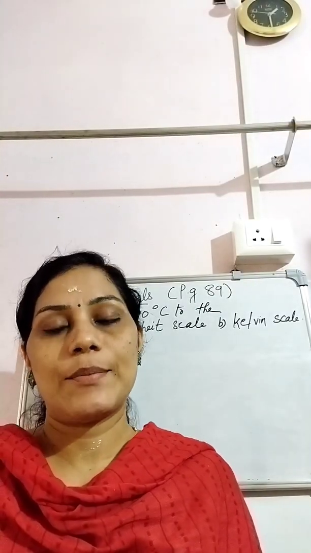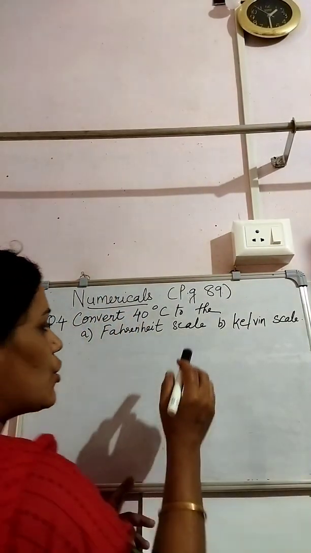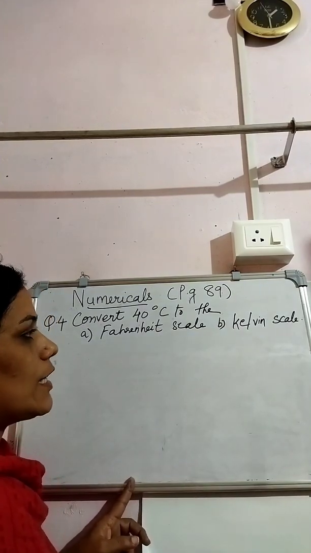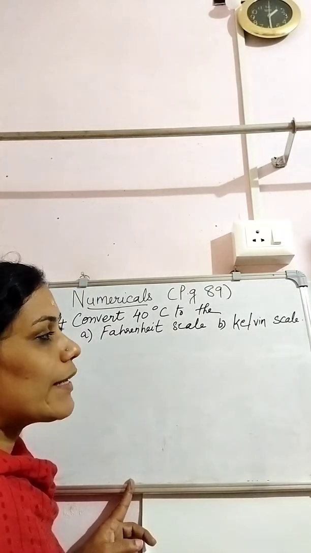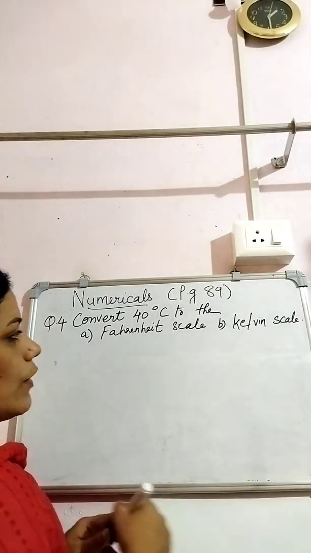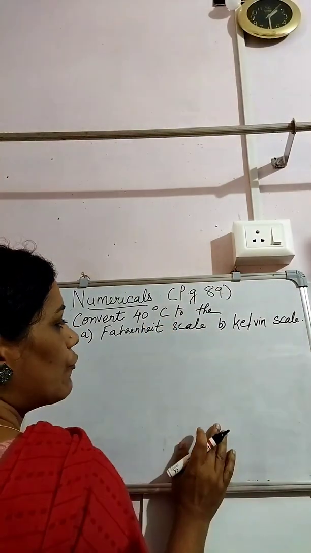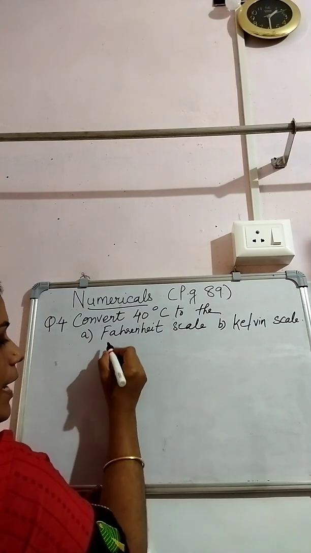Now, let us do the next problem. Question number 4. First you have to convert 40 degrees Celsius to the Fahrenheit scale, and second part of this question is converting that into Kelvin scale. So, first we will convert 40 degrees Celsius into Fahrenheit scale. So, we will use the formula. Again, we know the relationship between the degree Celsius and Fahrenheit scale.